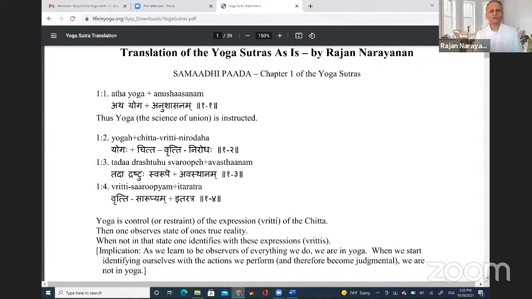Tada drishtuhu swarupe avasthanam. Having seen that or having understood that, having experienced that, you go and reside in your natural state. Vritti sarupyam itaratra. When you are not in that state, then you are being governed by the activation of your programs within.